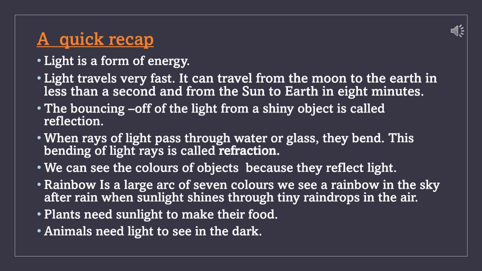Rainbow is a large arc of 7 colors. We see a rainbow in the sky after rain when sunlight shines through tiny drops in the air. And plants need sunlight to make their food, and animals need light to see in the dark. That's all for today.